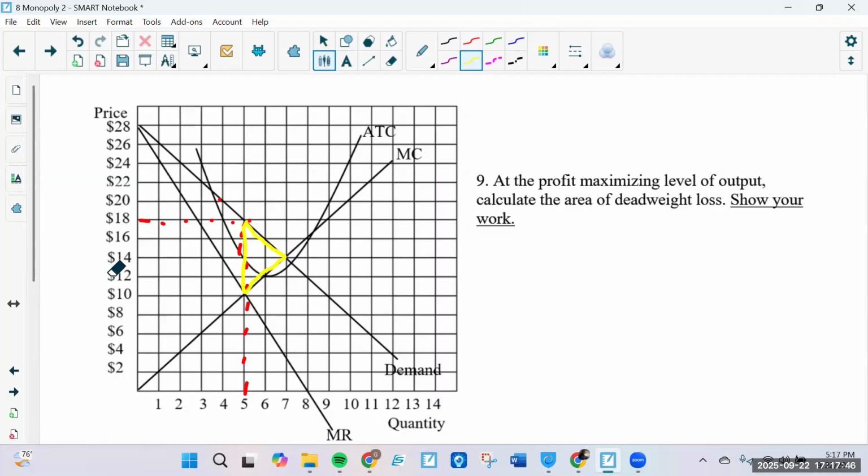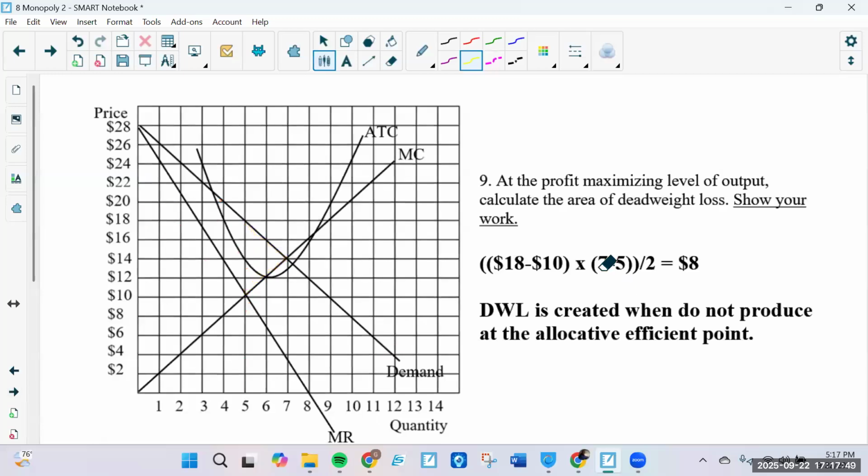Okay. So what we have to do is just calculate the area of that and its base. Then I always leave it here. Where am I? Right here. Okay. The area of the triangle is right here. So it's base: 18 minus 10, times 7 minus 5. There should have been dotted lines all up like that. Okay, 7 minus 5, divided by 2, or $8.